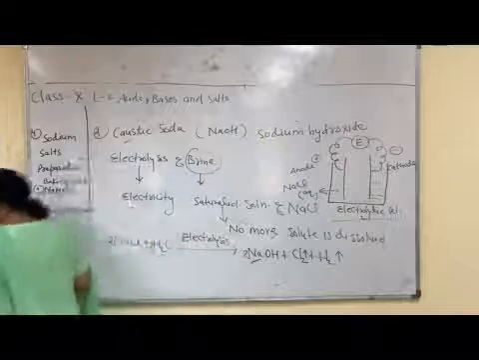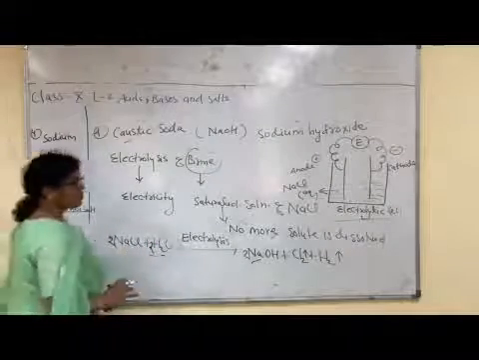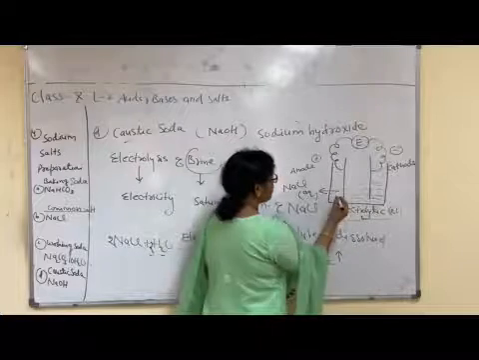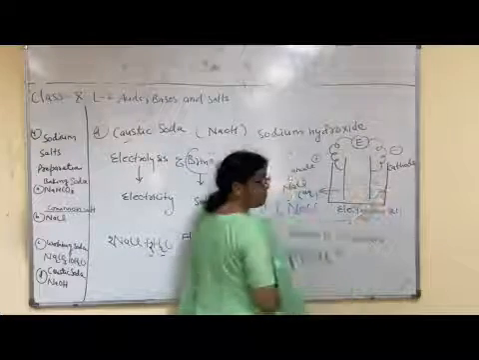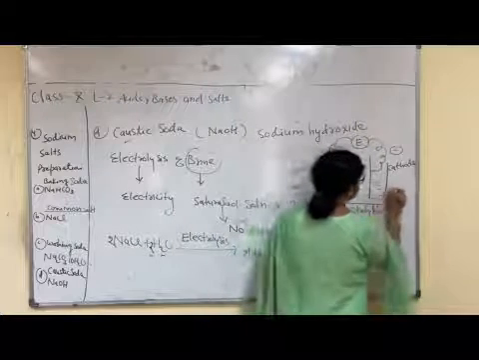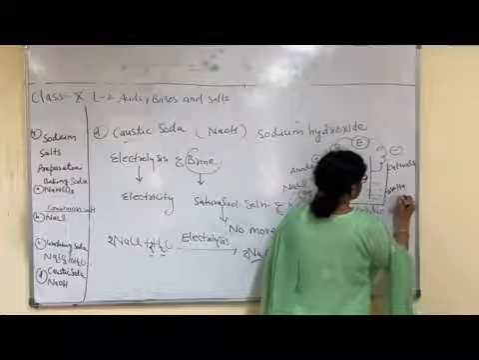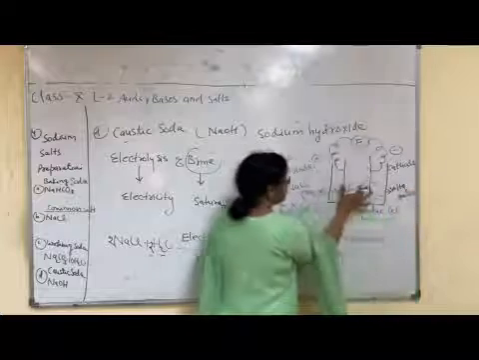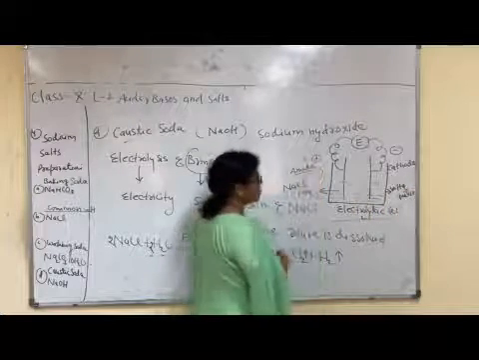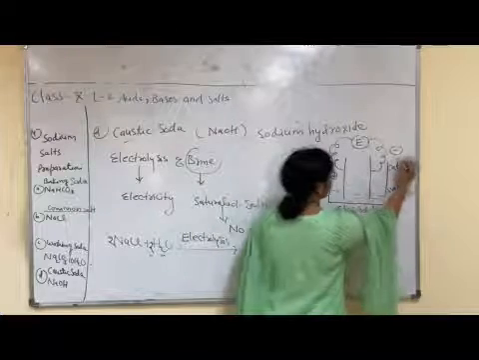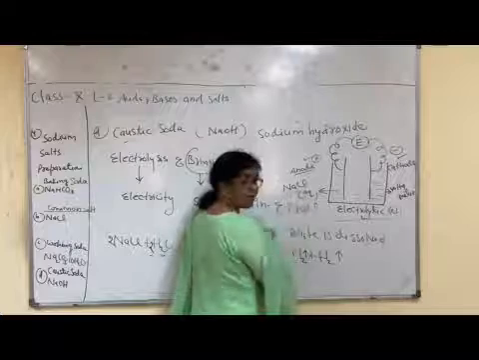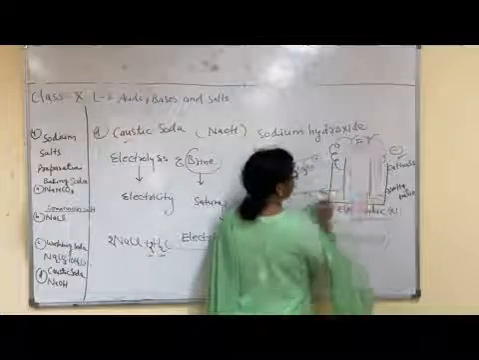Now, brief description of this electrolytic process. Now, what is required? Container, which is known as voltmeter. Two electrodes are required. One is anode, which is positively charged. Second is cathode, which is negatively charged. What is taken in this cell? Saturated solution of NaCl. Then this is the source of electricity.